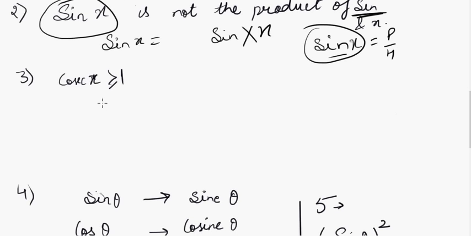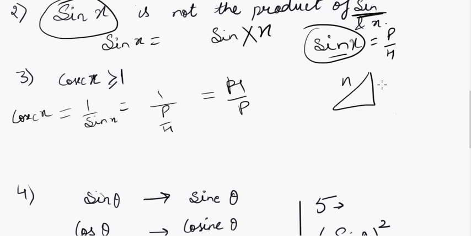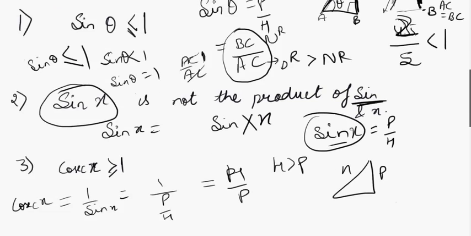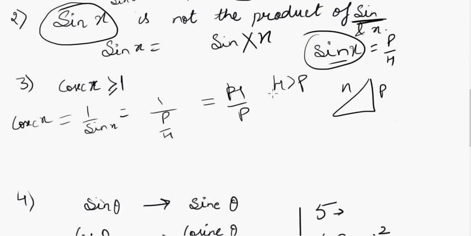The third point says cosec x greater than equal to 1. Friends, what is cosec x? Cosec x is 1 over sine x, that is 1 over p over h, which gives us h over p, that is hypotenuse over perpendicular. Now hypotenuse will always be greater than perpendicular, as shown in this part, and thus we will always have the numerator greater than denominator, and thus this will be greater than 1.